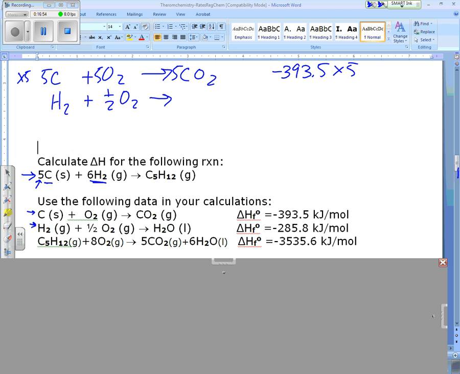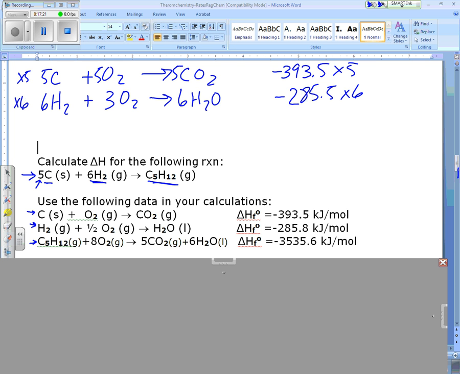All right, then H2O, negative 285.5. Now, I need my hydrogen to have the correct coefficient, so I need to multiply the whole equation by 6. It means this is 6. Oxygen now, 6 times 1/2 is 3, and then this is 6, so this needs to be times 6. The last thing in my goal equation here is C5H12.